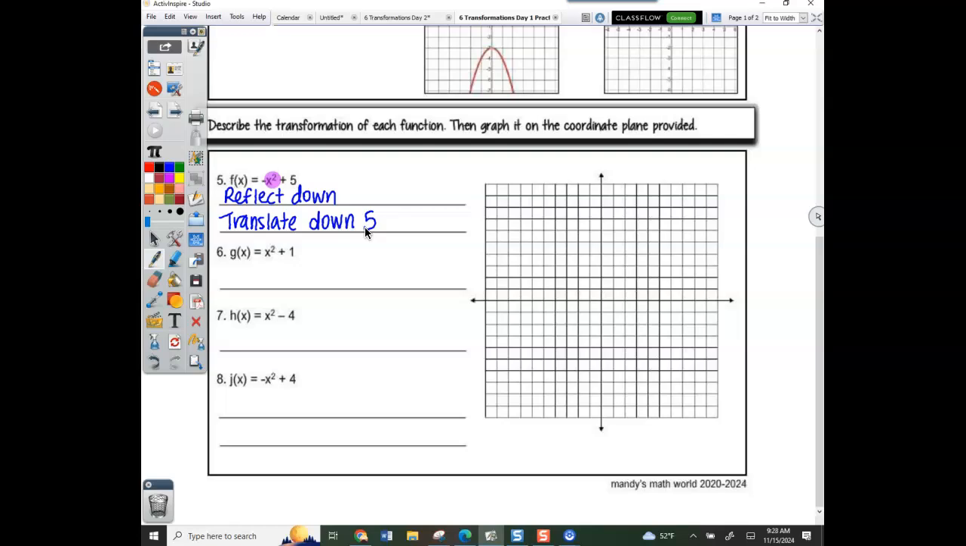So the plus on the 5, that means it's up. I said down 5 and it's up 5. It's plus, so translate up. It starts here, but then we're going to bump it up 5. So then it'll be like there.